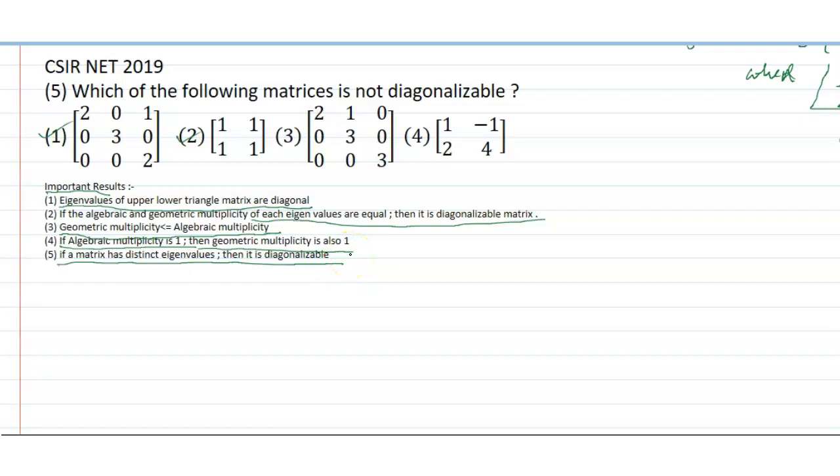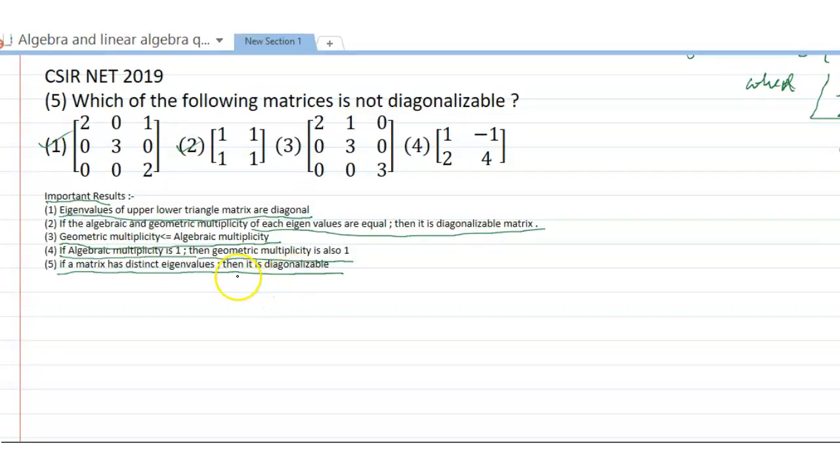What is algebraic multiplicity? The algebraic multiplicity of an eigenvalue lambda is the number of occurrences of lambda as a root of the characteristic polynomial. The geometric multiplicity of an eigenvalue lambda is the number of independent eigenvectors associated with the eigenvalue lambda. So friends, I start with the first matrix.